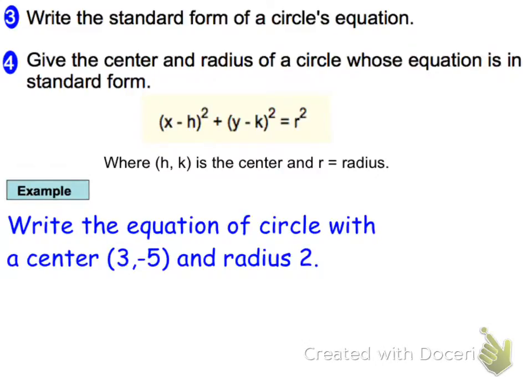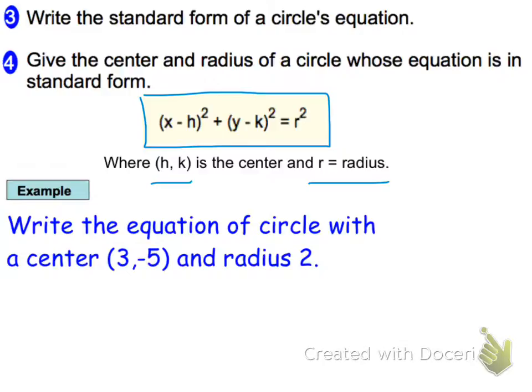The second part of this video is reviewing circles and graphing circles. Remember, the equation of a circle is given here, x minus h squared plus y minus k squared equals the radius squared. H comma k is the center and r is your radius.